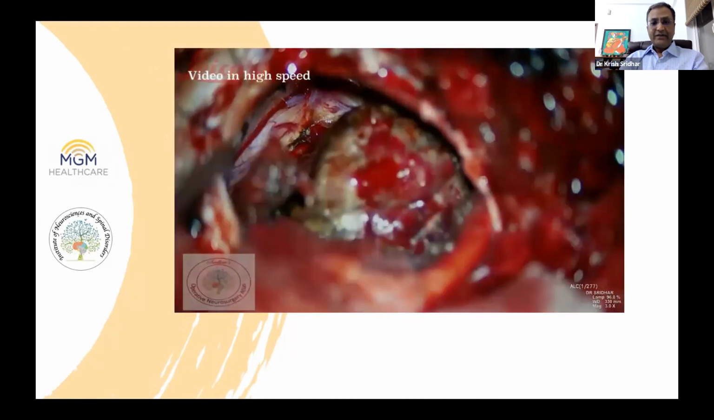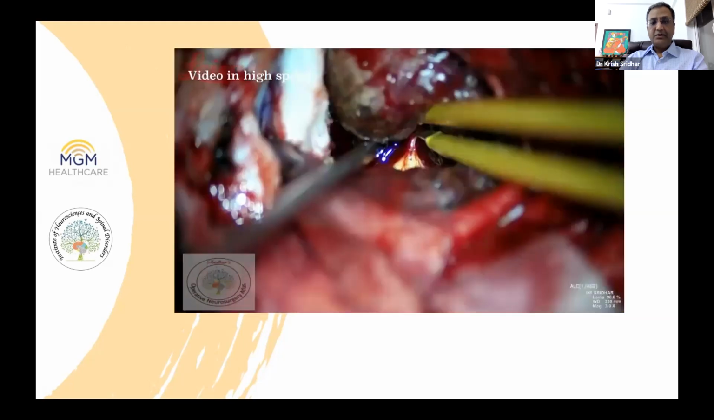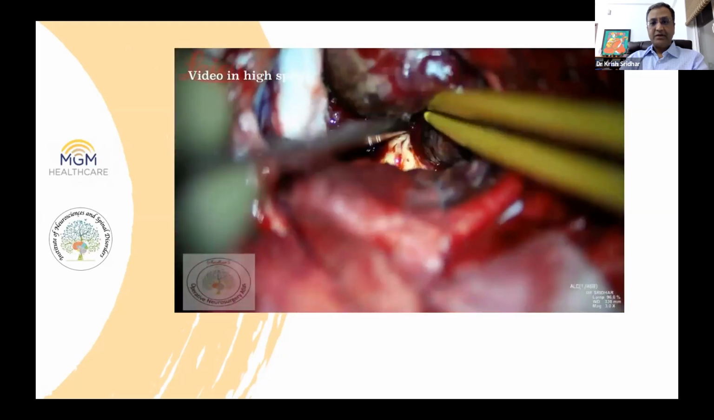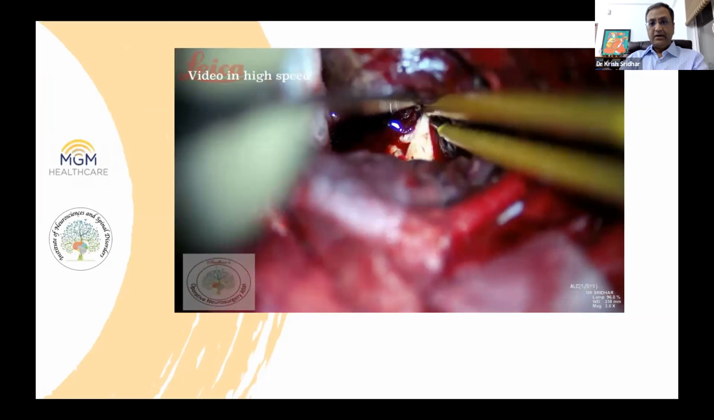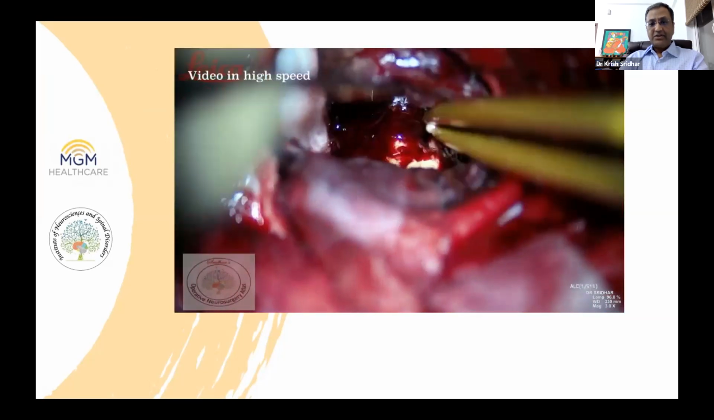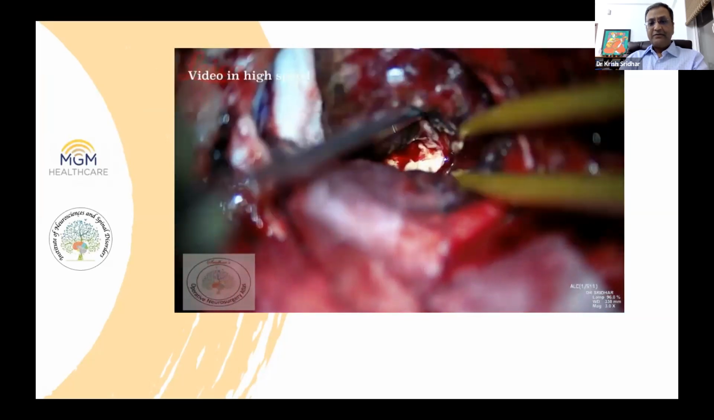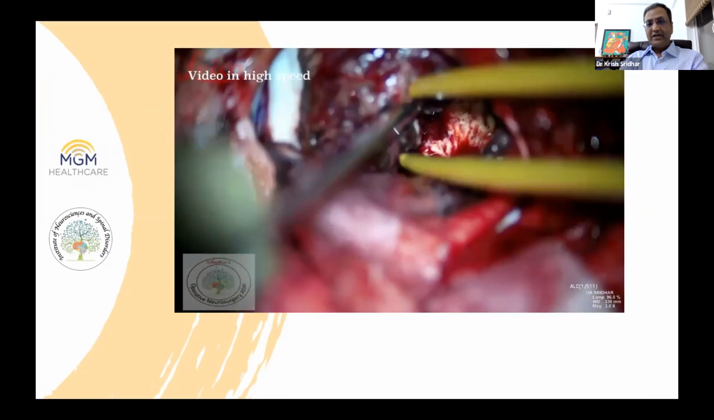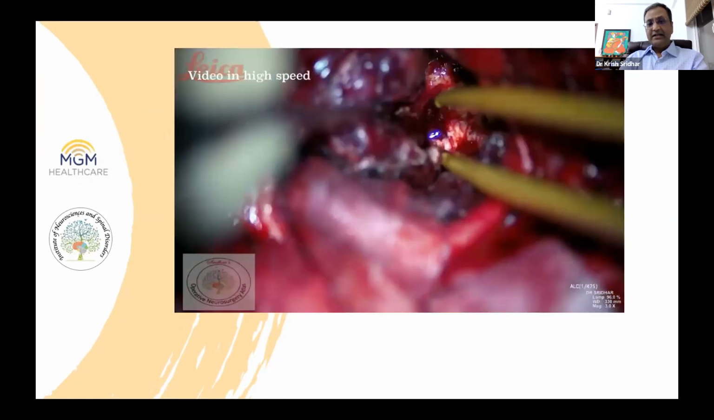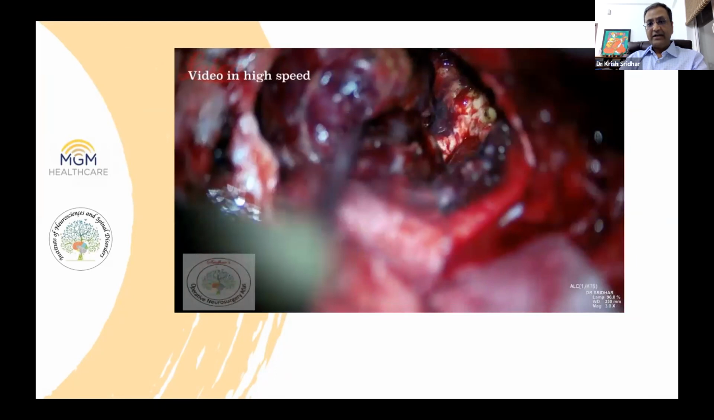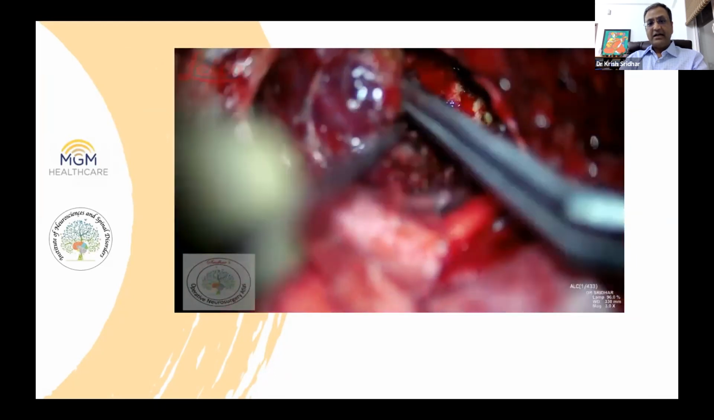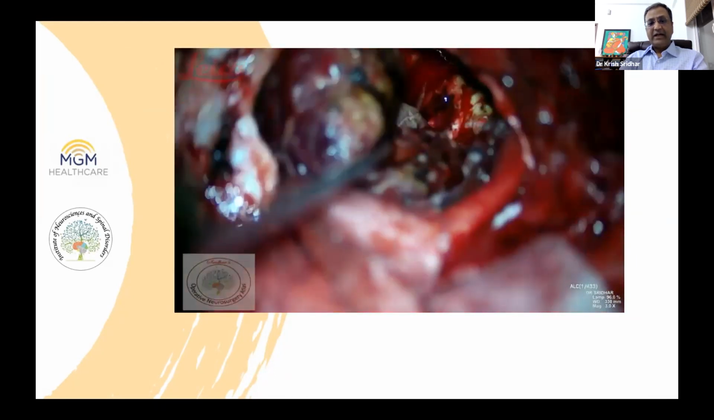One must be careful at the last minute to make sure that there are no feeders which are attached to the bottom. And once one is sure, and as you take out the feeders, the whole lesion becomes supple, and it is easy to manipulate and rotate the lesion. And once that is done, the lesion can be taken out.